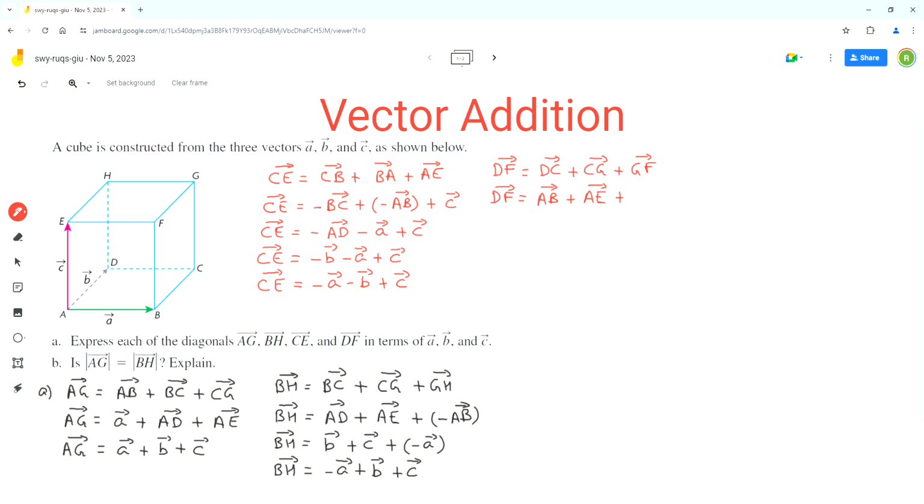Now vector GF is opposite of vector FG. Now vector AB is given as vector A, vector AE is given as vector C, and vector FG is equal to vector AD because they have the same magnitude and direction.